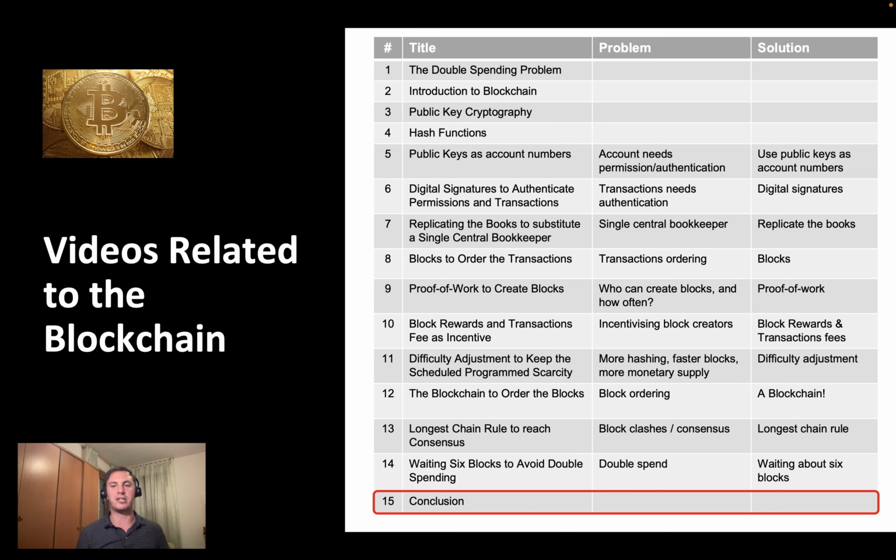But then we have more hashing, faster blocks. With advanced technology, we have more monetary supply. We need Bitcoin to be scarce, and scarcer, to be good money. So what is the solution? The solution is to use the difficulty adjustment.